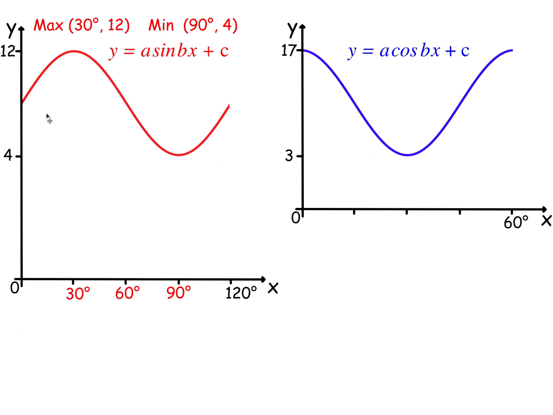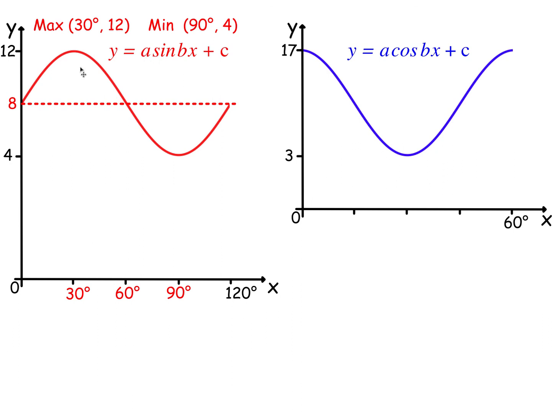It's oscillating around a line in the middle here. To get that line, peaks at 12, goes to its minimum at 4. This is the halfway position. 12 plus 4 is 16, and half of that is 8. That is the line y equals 8. That's the c. The whole thing is a graph slid 8 up, because it normally oscillates around the x-axis.